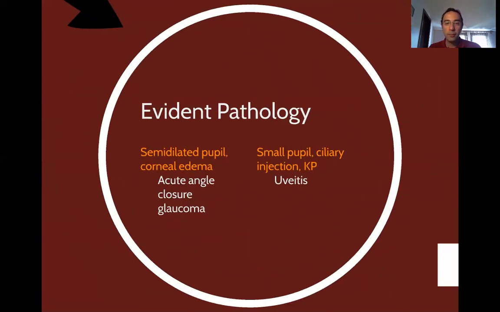If there is an evident pathology, then I can definitely diagnose that patient according to that additional pathology. If the pupils are semi-dilated and there is corneal edema and the intraocular pressure is very elevated, then it's obvious that it can be an acute angle closure glaucoma. If the pupil is small, it's uneven, and when you dilate, it's not uniform, and there is ciliary injection, chaotic precipitates, and hypopyon, then you can presume that it's uveitis.